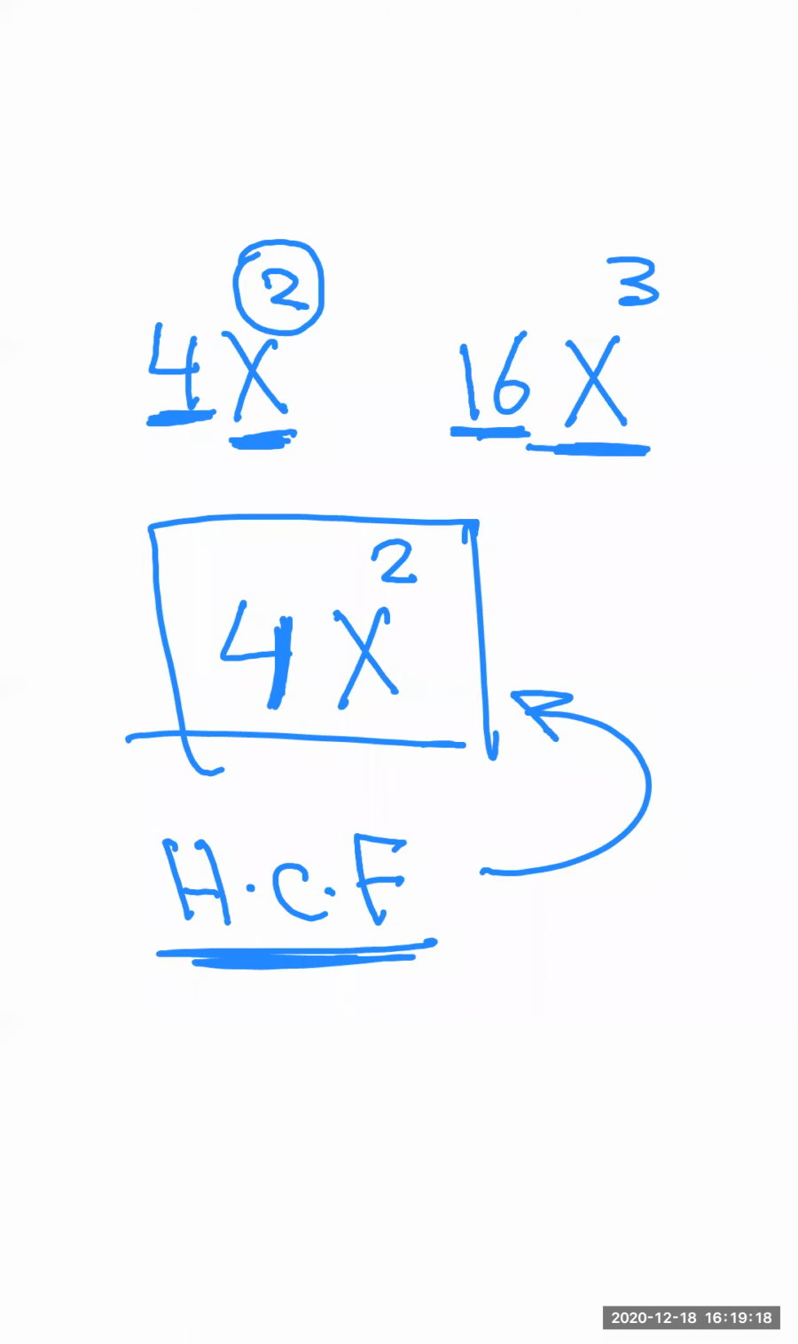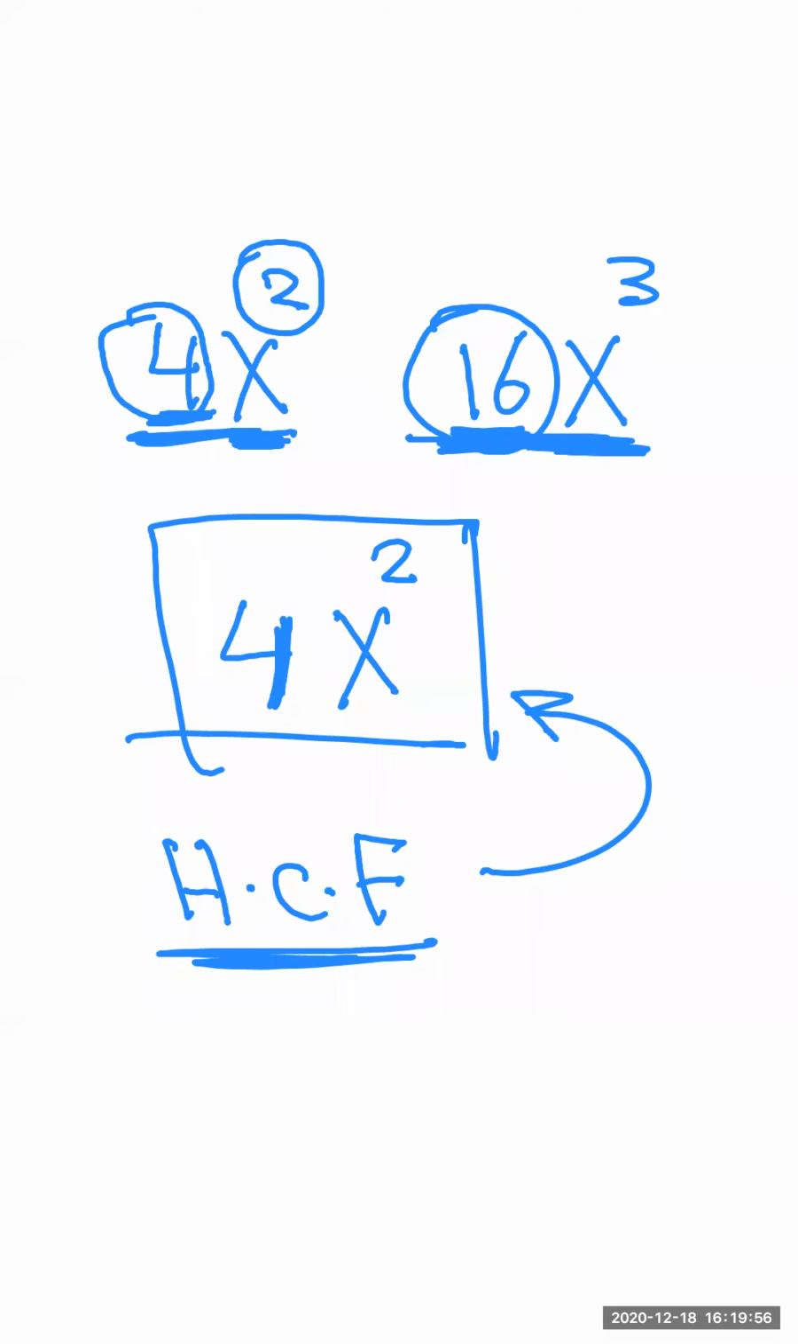Again, the definition of the highest common factor: the highest common factor for two numbers is the greatest number that divides each of the two numbers. What about the highest common factor for two algebraic terms? It's the greatest term that divides each of the two terms. Like this one, 4x squared and 16x power 3.